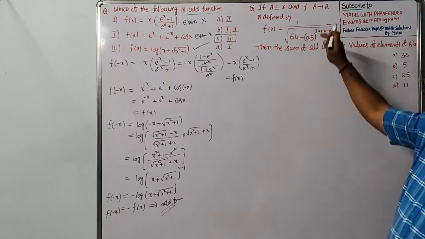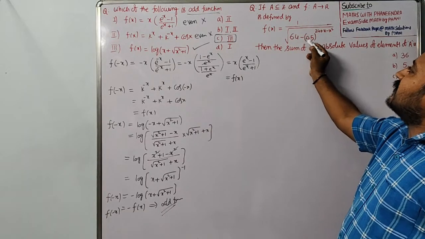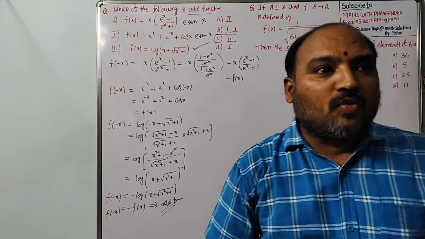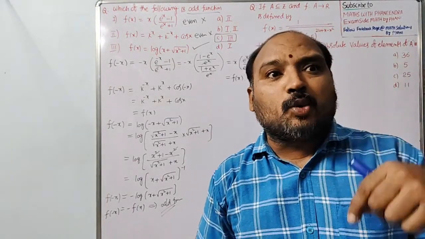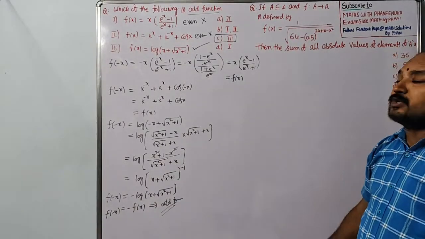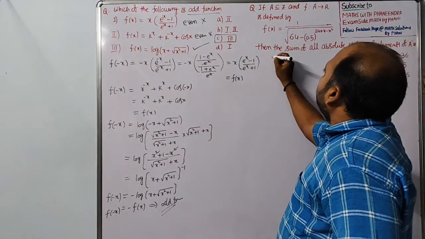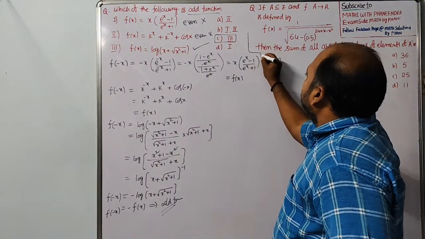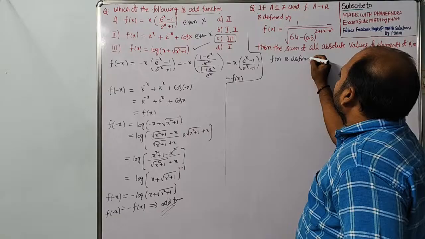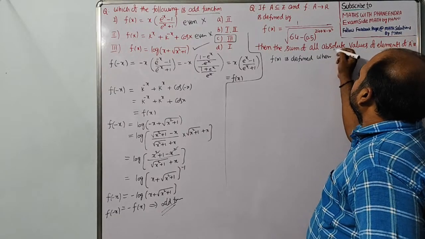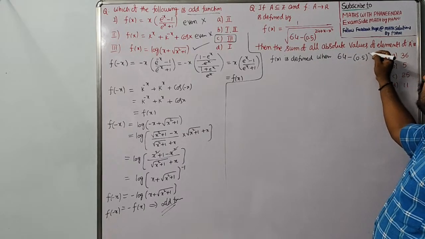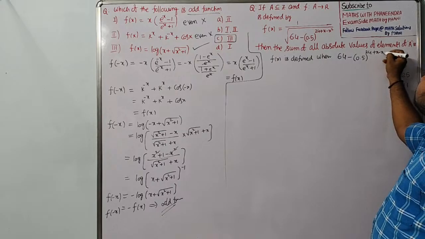f(x) equal to 1 by root of (64 minus (0.5) whole power (24 plus x minus x squared)). Whenever the function is in the denominator within the under root, this value should be greater than 0. Should be greater than 0, dear students. So f(x) is defined when the denominator value, I am writing separately, 64 minus (0.5) whole power (24 plus x minus x squared) is greater than 0.